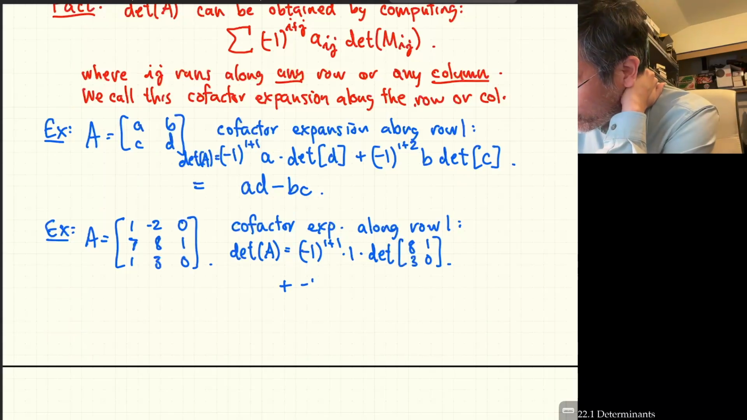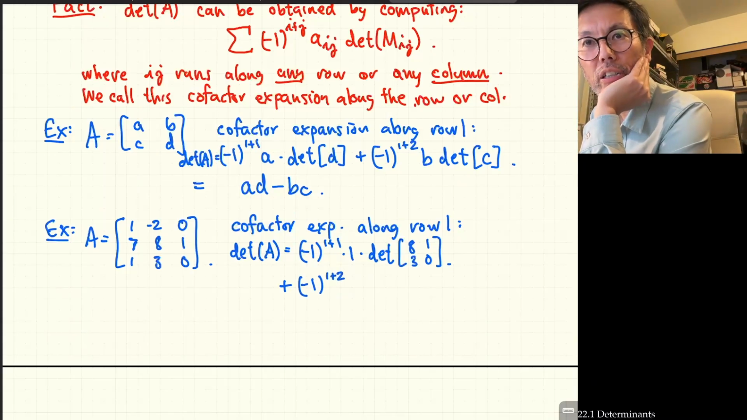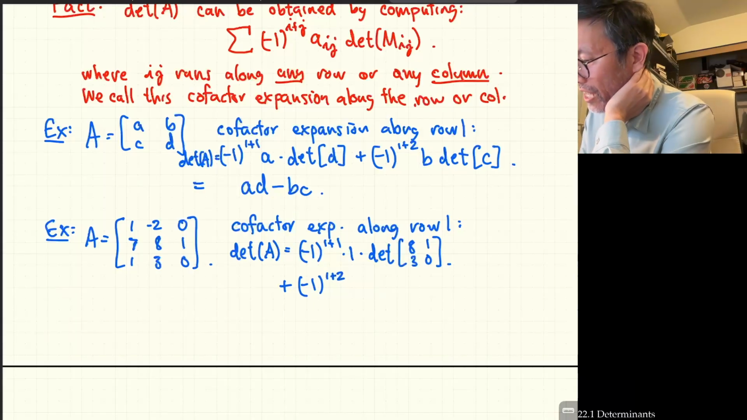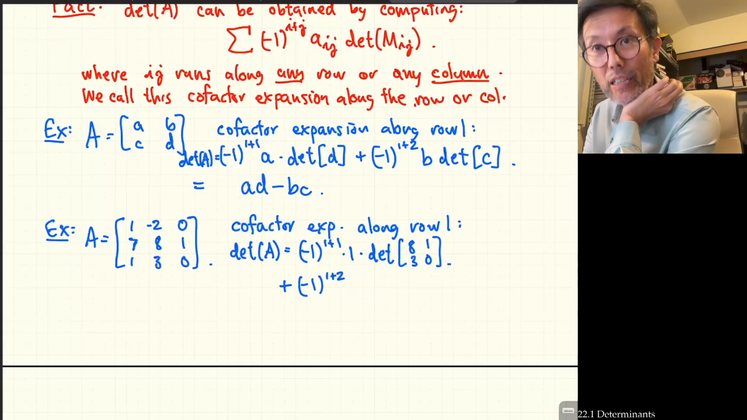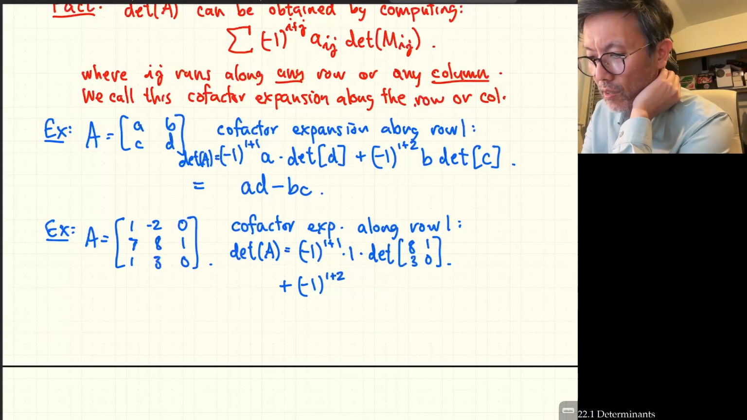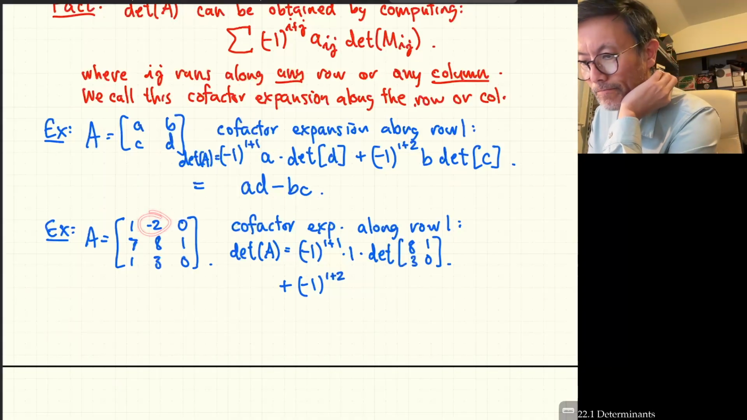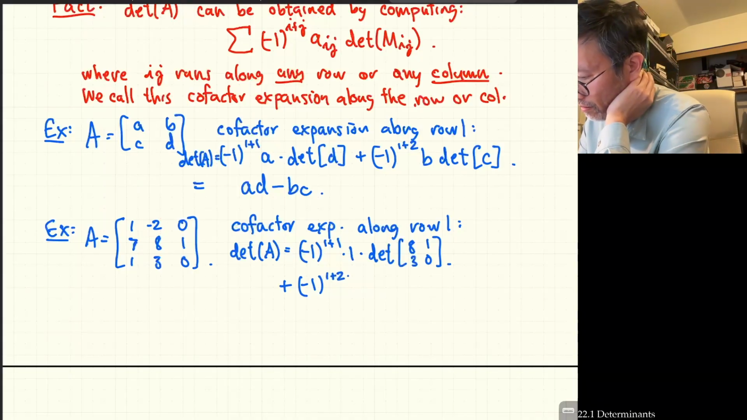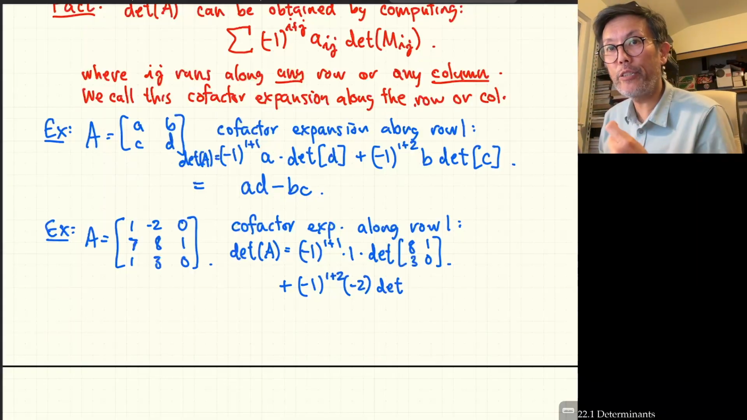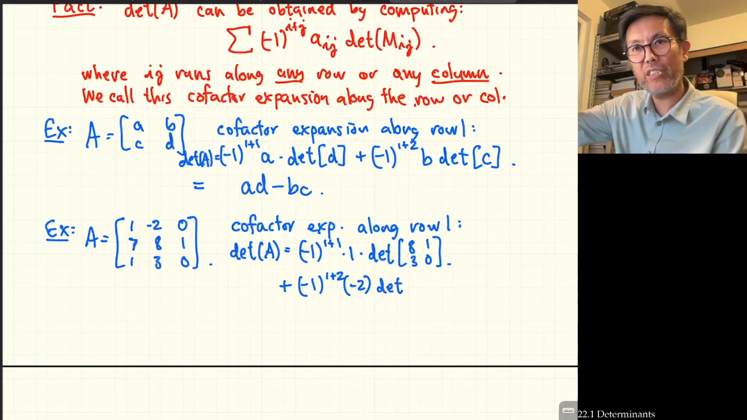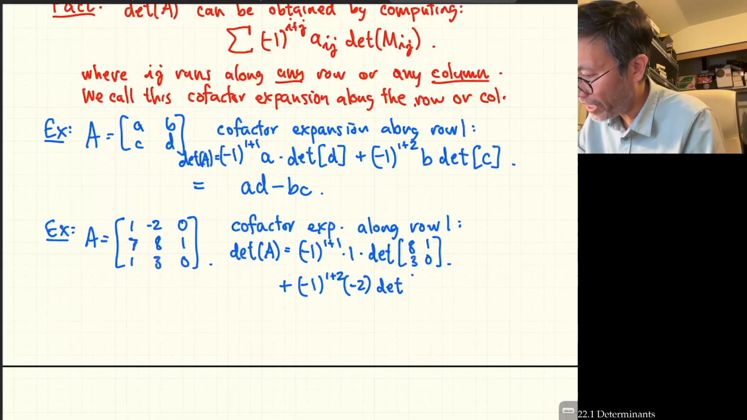Sorry. -1 to the 1 plus 2 is the next entry. Row 1, column 2. Then I take the entry in the 1, 2 position. That's this entry. And then I multiply by the determinant of the 2 by 2 that I obtained by deleting the first row and second column. That's 7, 1, 1, 0.